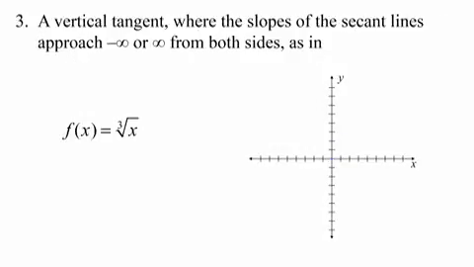3. A vertical tangent, where the slopes of the secant lines approach negative infinity or positive infinity from both sides, as in f(x) equals cube root of x. f(x) equals cube root of x looks something like this. So at x equals 0, you can see we have a vertical tangent line. So at x equals 0, the derivative would not exist.